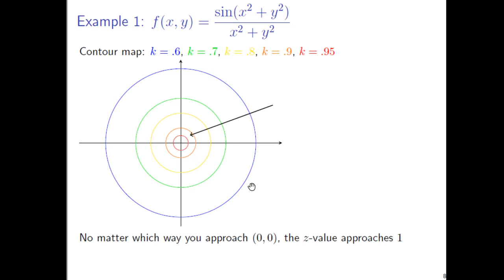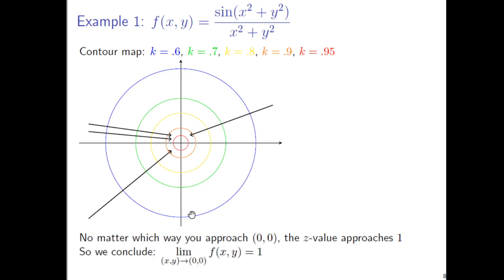And the thing is, no matter which way you approach the origin, you can see by these level sets with output 0.6 and 0.7 and 0.8, 0.9 and 0.95 that the z value, the output, keeps approaching 1, no matter which way you head in. So because of that, our conclusion here is that the limit of this function f of x comma y as x comma y approaches the origin is equal to 1.